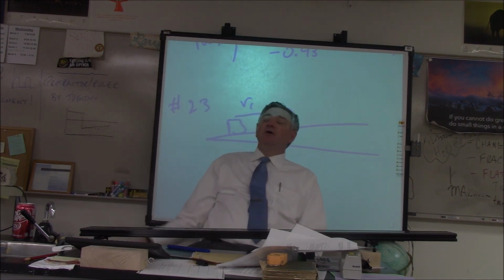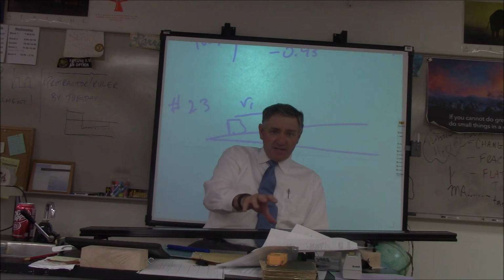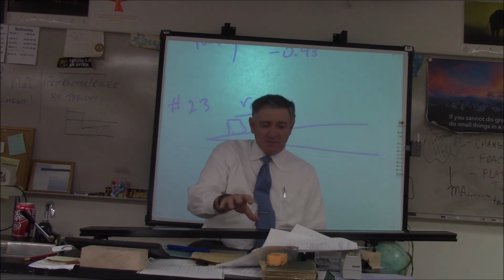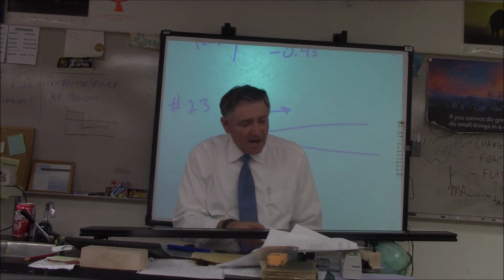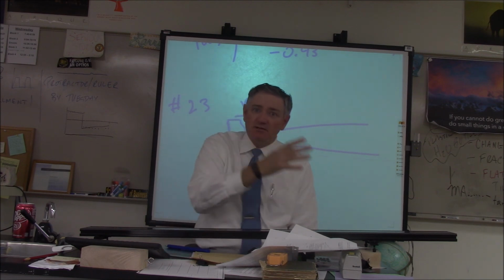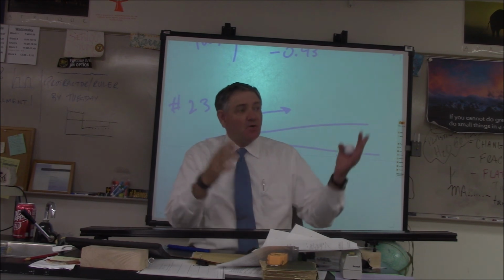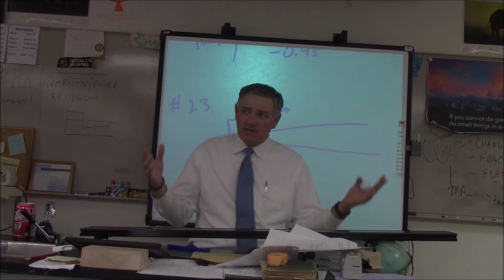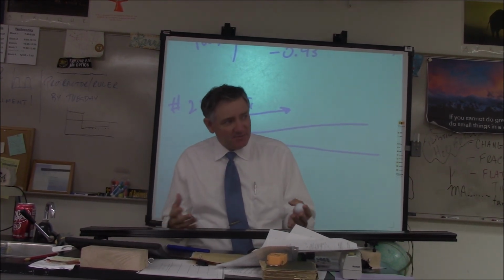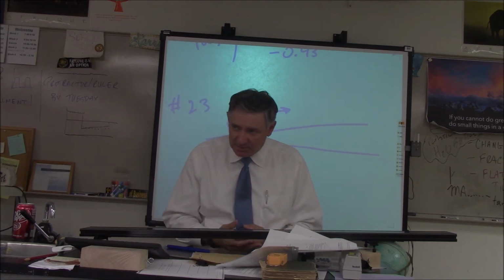You want to use the same techniques and the same equations on 25 and 26 as you just did before. If you're not sure how to do them, go back and look at this. Oh, it's going to look like a triangle. Here's the area of a triangle. How am I going to find V naught? How am I going to find my acceleration?